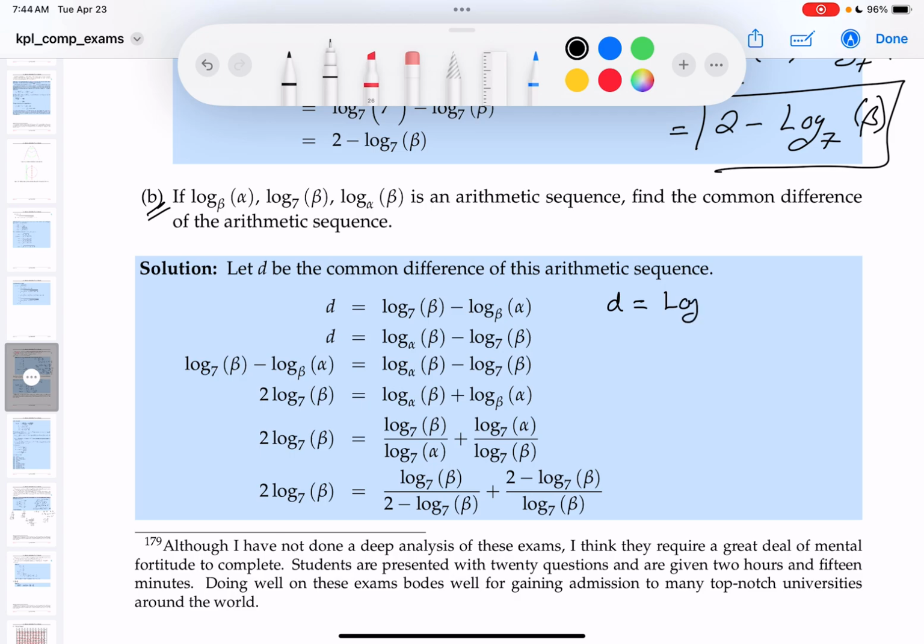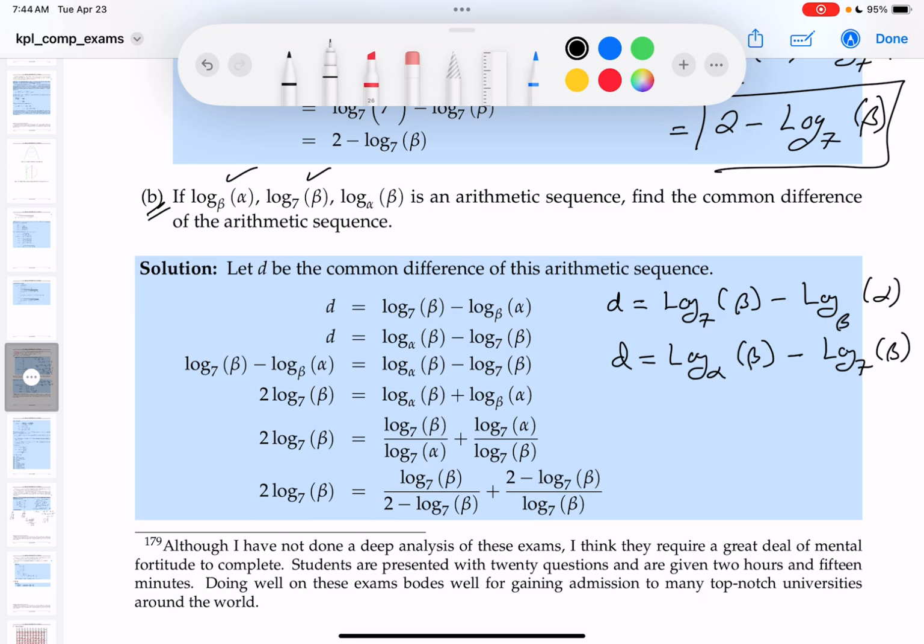So I'm just going to say log base 7 of beta minus log base beta of alpha. So I'm taking this term, subtracting that one. And this is going to be true for the next set. I'm going to put this over here: log base alpha of beta minus log base 7 of beta.